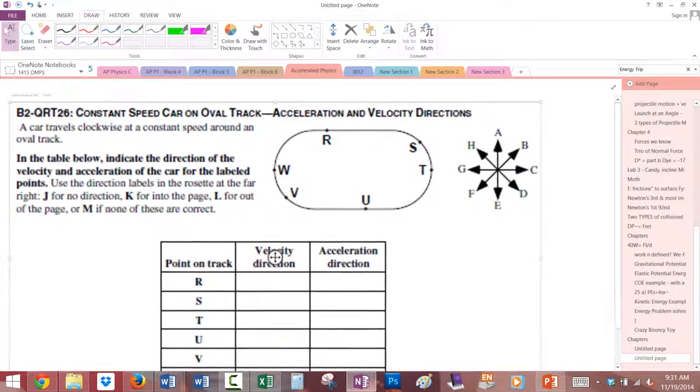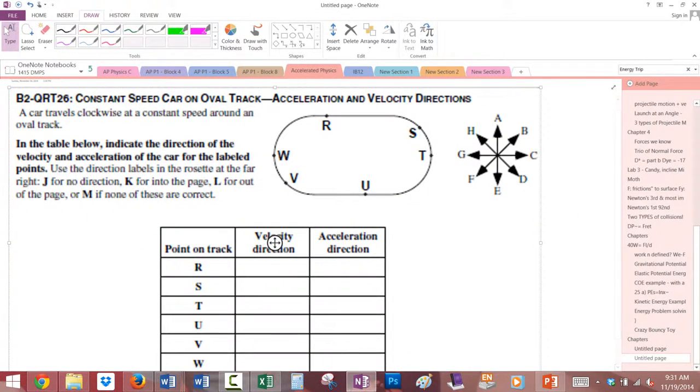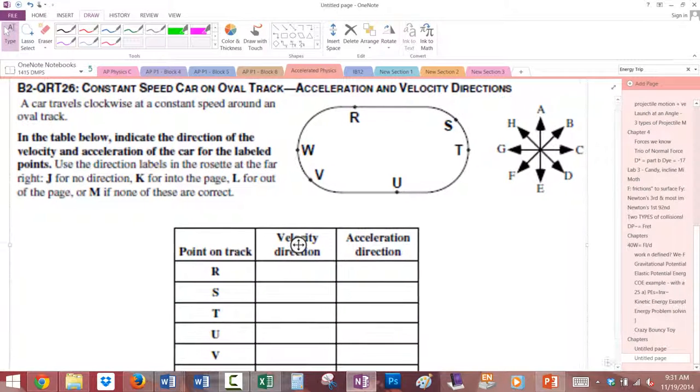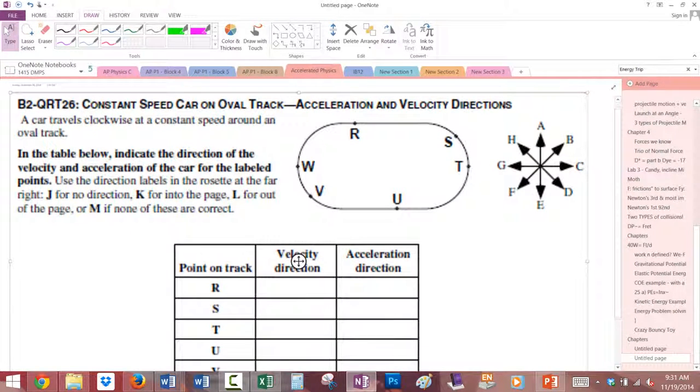All right. This is kind of like a ranking task. It's not the same. Riley, if you want to look at this one, it's in the B2 section. It's number 26. You'll be able to find it. Let me explain this one to you, just so you understand what's going on. You've got a car traveling clockwise in this direction around an oval track.